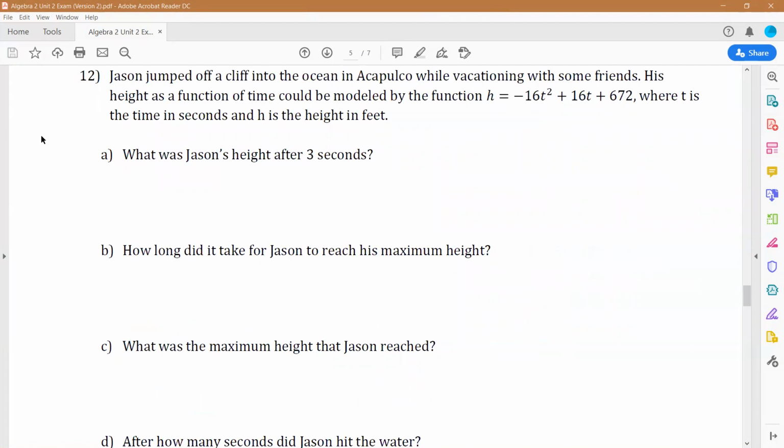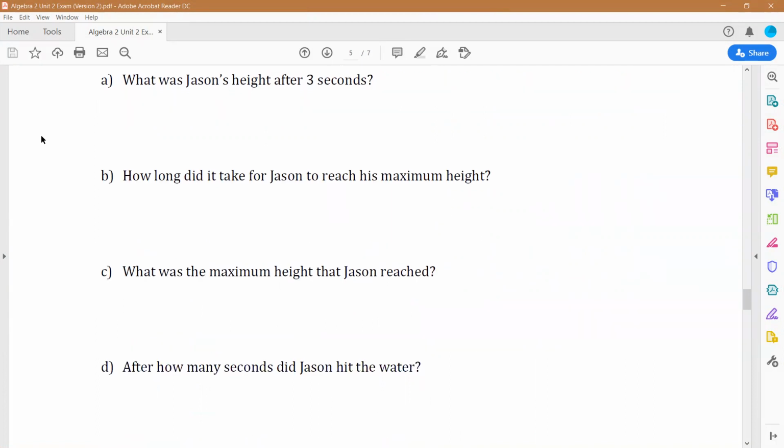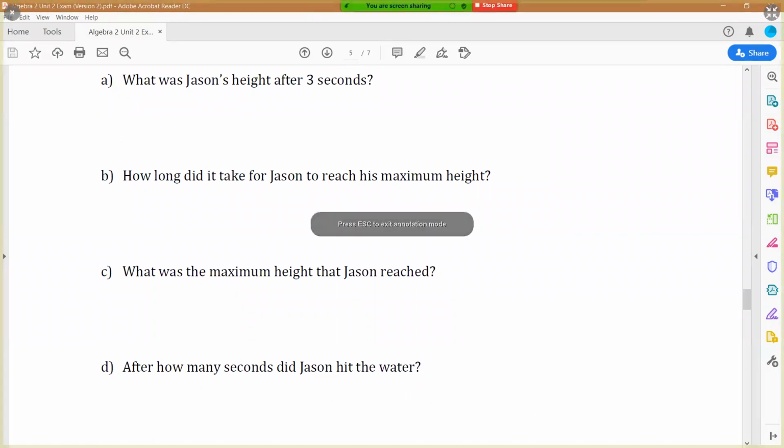So Jason is jumping off a cliff while vacationing with some friends. His height, as a function of time, can be modeled by this equation, where t is the time in seconds and h is the height in feet. Part A says, what is Jason's height after 3 seconds? So I'm giving you 3 seconds. Am I going to plug that in for h, or am I going to plug that in for t? T. I'm giving you the time in seconds. So I'm going to take all the t's out and I'm going to replace them with 3.